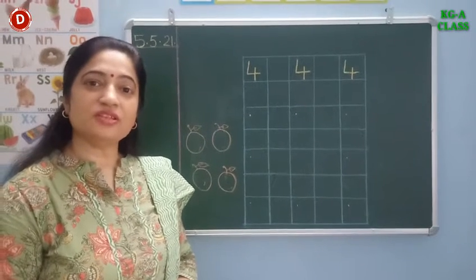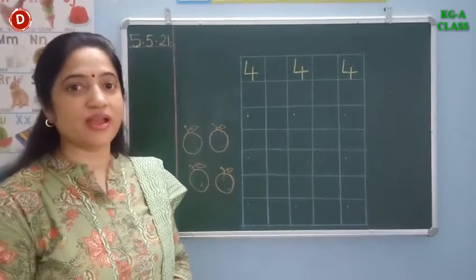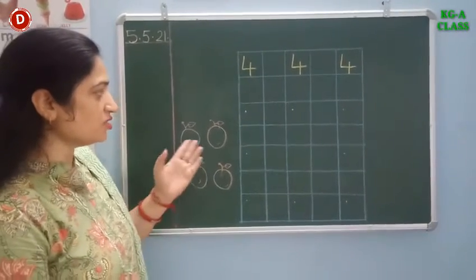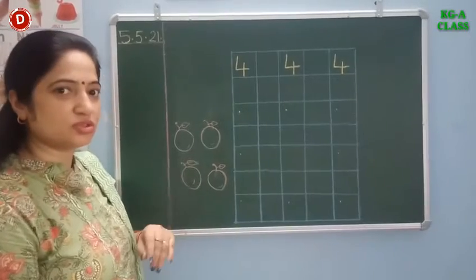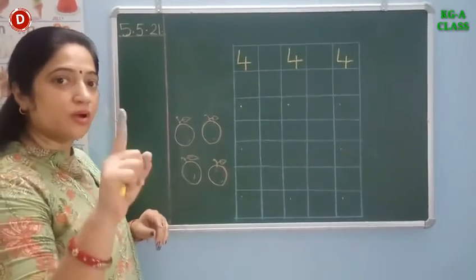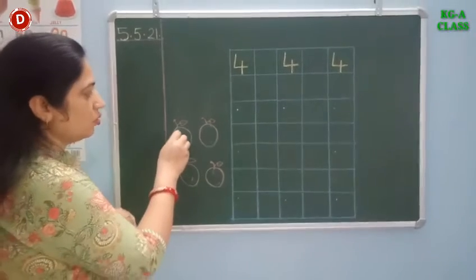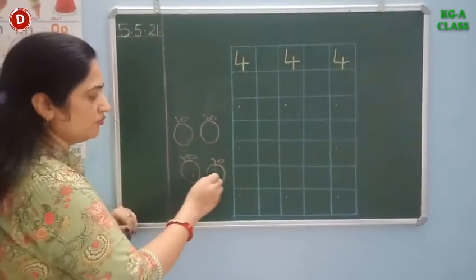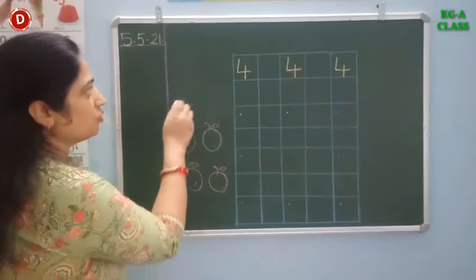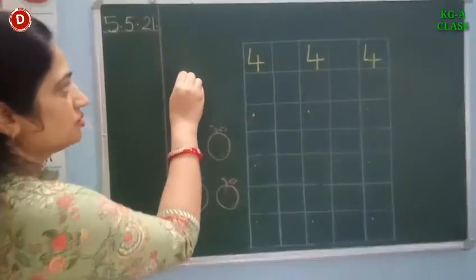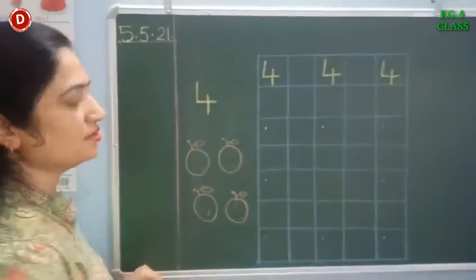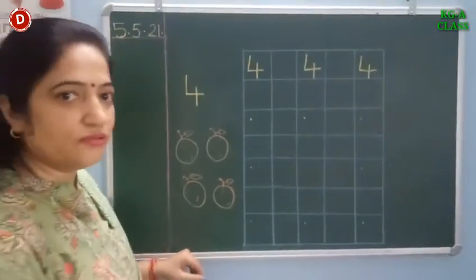Children, today I will teach you to write a new number and it is number 4. First of all, let's count these oranges, the juicy oranges. Children, we always start counting from number 1. Let's start. 1, 2, 3, 4. So how many oranges are there? 4. How do you have to write 4? Look here children. Standing line, sleeping line, and then cut it like this. In this way you have to write number 4.